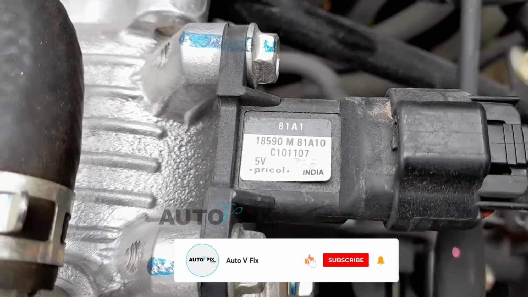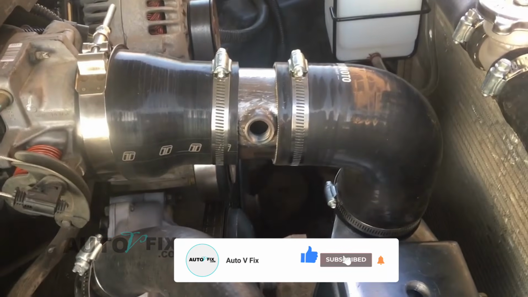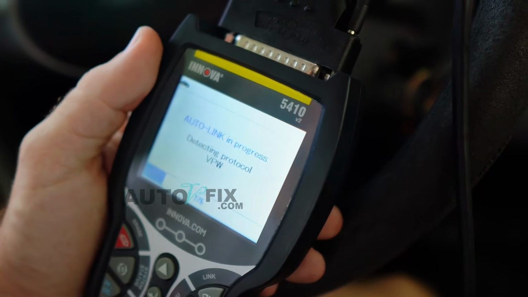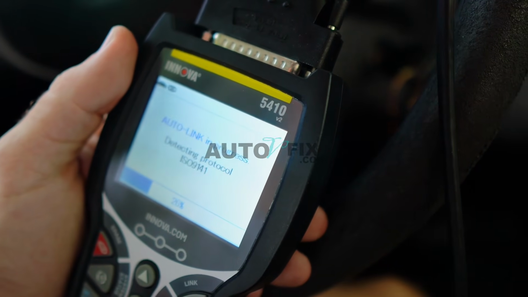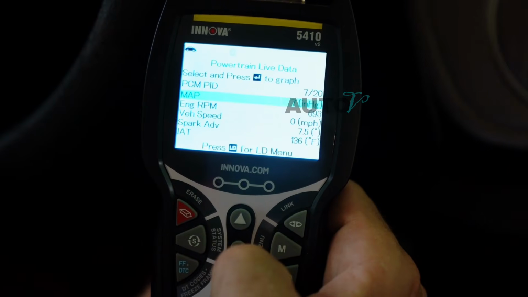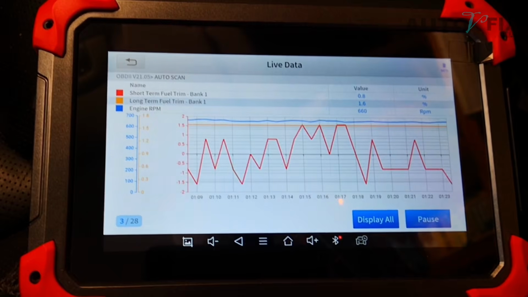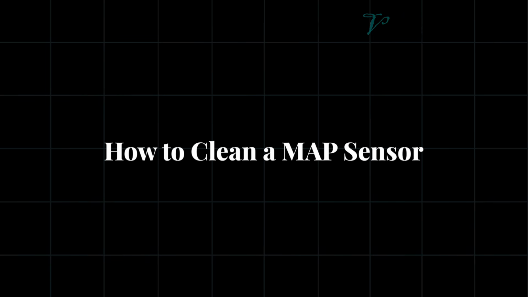Fourth, if the MAP sensor uses a vacuum hose on your particular design, I inspect that hose for cracks, looseness, blockage, or disconnection. Fifth, if I have scan data, I compare the MAP reading to what the engine is doing at idle and under throttle. If the number makes no sense for engine vacuum and load, that supports the diagnosis.